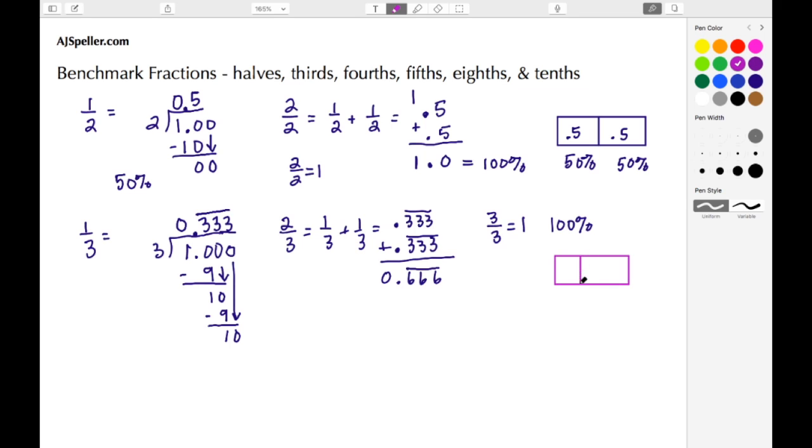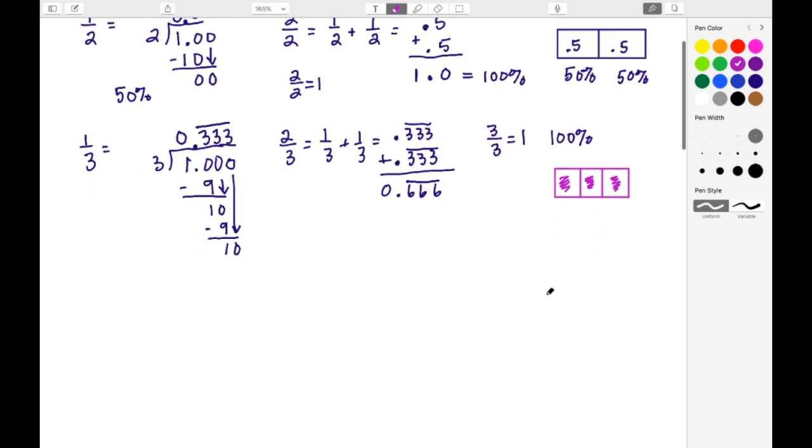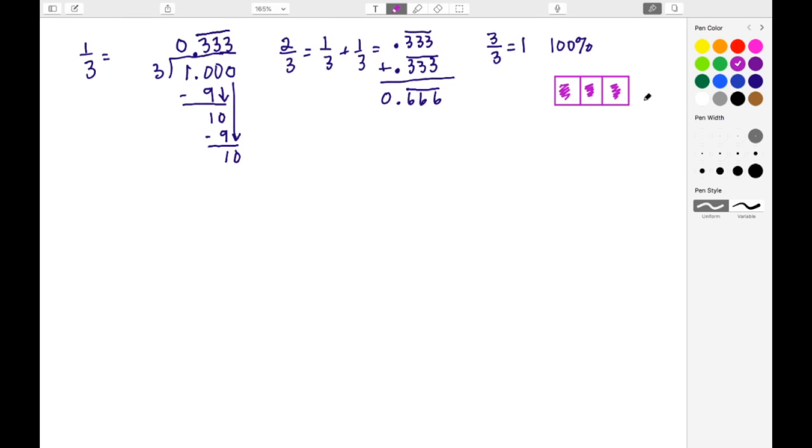And again, if I were to quickly do a model, let's choose a different color here. Now I'm going to break it up into 3 pieces. Each one of these pieces here, we know is going to be 0.3 repeating. We put them all together, and we get one whole piece, which is 100%. All right, let's move on to fourths.